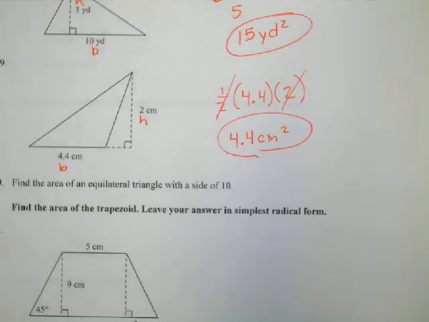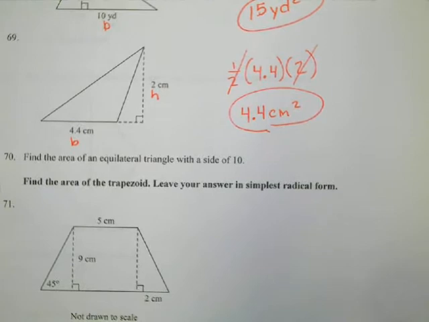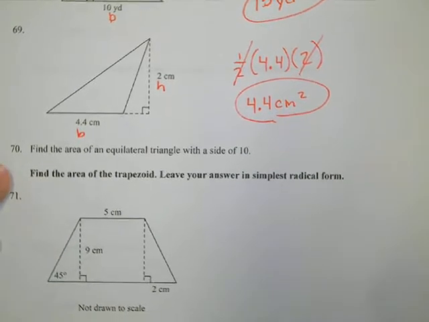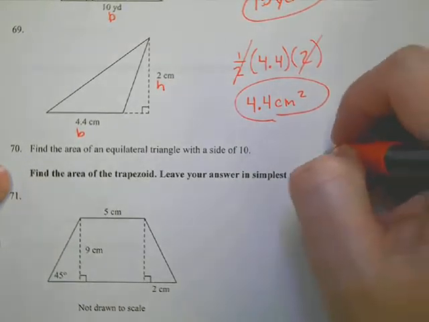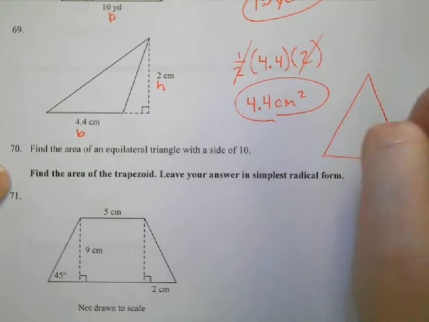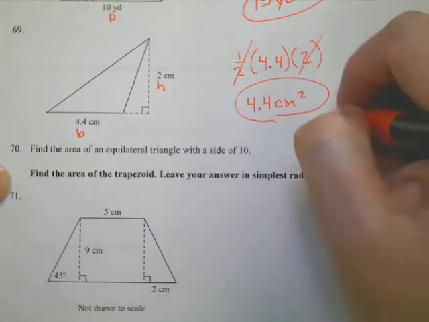All right. So looking at 70. 70 wants the area of an equilateral triangle with a side of 10. So I'm going to sketch out an equilateral triangle here so I know what I'm looking at. In the equilateral triangle, each of the angles are 60 degrees. It says the sides are 10.